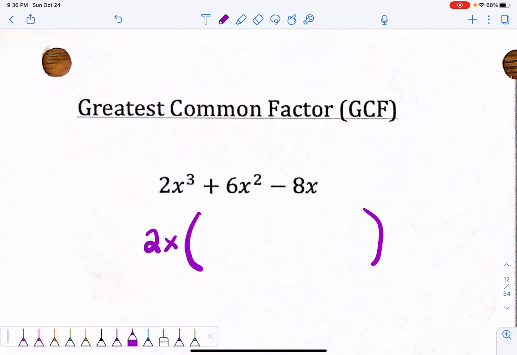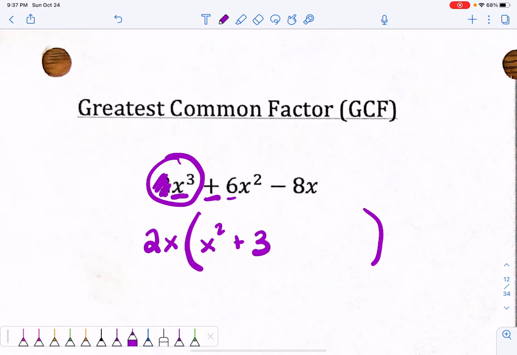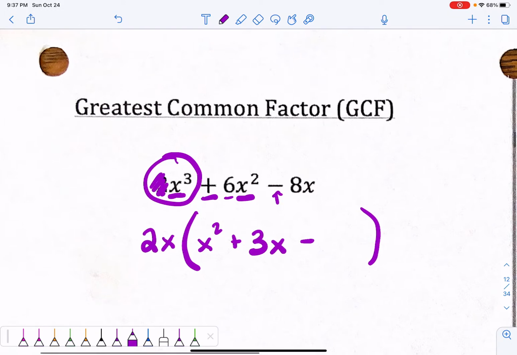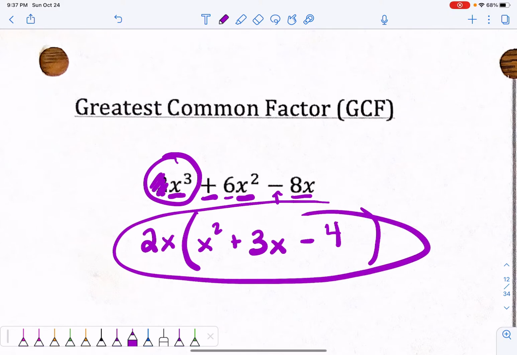So if I take a 2x out of the 2x cubed, the 2 will be gone, and one of these x's will be gone, but there'll still be an x squared left over, okay? Then I do plus, because that's this symbol. 6 divided by 2 will be 3, and if I take one of these x's away, I'll still have an x, right? And then it's good to do a mental check: 2x times 3x, does that come out to be 6x squared? Yes, it does, so we're good to go, okay? Then minus, because that's this symbol right here, and if I take 8x and divide by 2x, I'll have 4, and the x is gone, so this is completely broken down by using the greatest common factor method, okay?